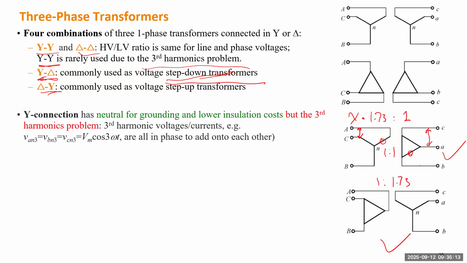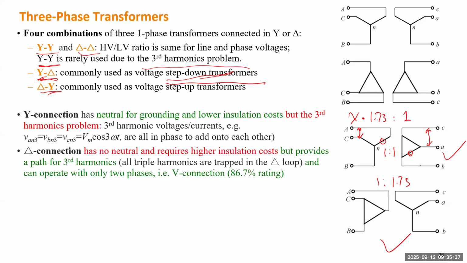Okay, Y connection has a neutral for grounding and lower insulation costs, but the third-order harmonic problem. The third-order harmonic problem is really because the third-order harmonics for voltage and current become in phase. Okay, they will add on to each other.